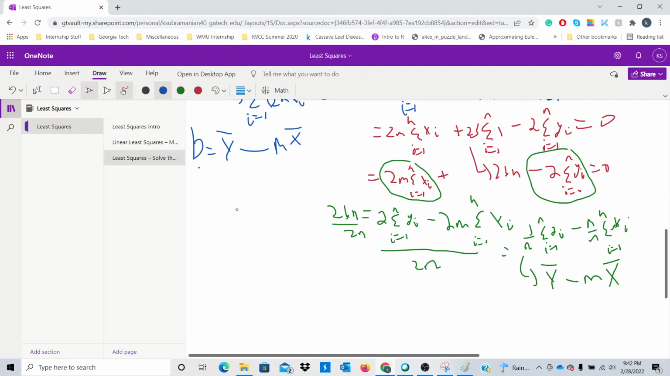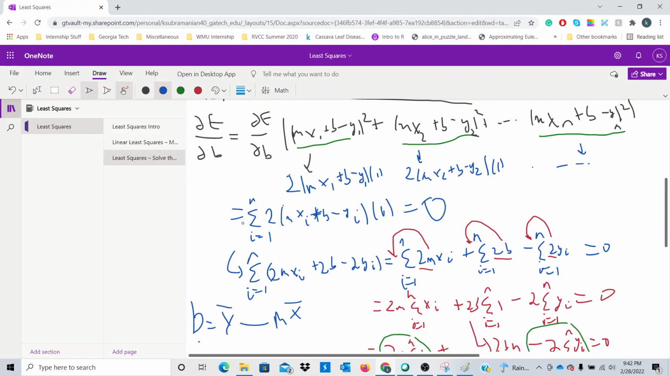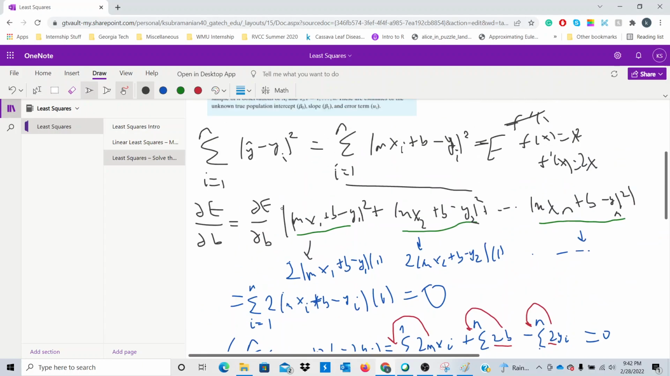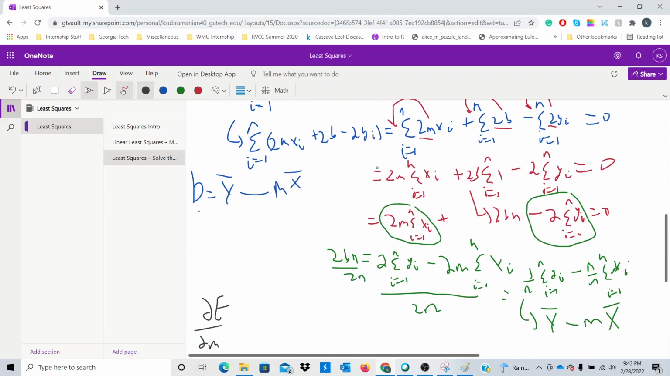So now that we've solved for b, we're going to use that to solve for m. So again, we're going to take the partial derivative of our error function with respect to m. And as you may recall, this is the error function here we're trying to optimize. So we want to optimize this function, so we want to take the partial derivative of this function here, which is equal to e, with respect to m now.